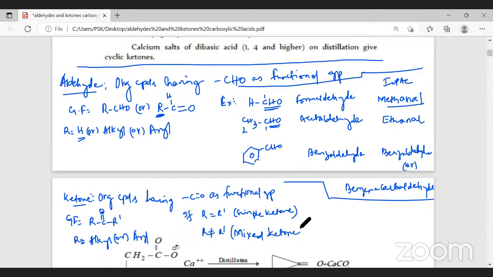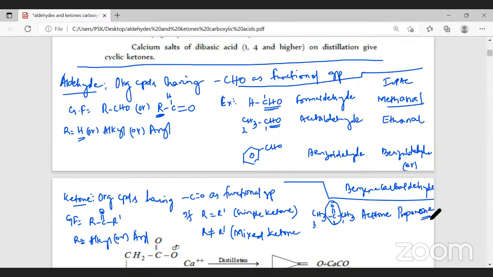Now, an example for ketones. A simple ketone is CH3 C double bond O CH3. The common name for this molecule is acetone. What is the IUPAC name for this molecule? We have 3 carbon atoms in the chain, therefore the root word is prop. Carbon to carbon single bond, therefore it is propane. But it also contains a ketone group. Since it contains a ketone group, this E is replaced by ONE. Therefore, it is called propanone.